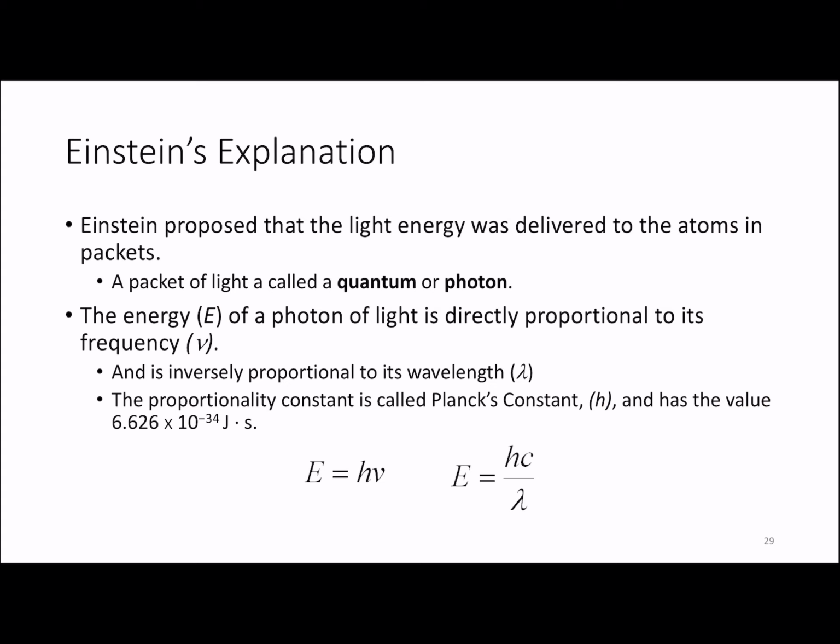So Einstein then proposed that light energy was delivered to the atoms in little packets or bundles of energy that we call photons or quanta. So the energy of a photon of light is directly proportional to its frequency, nu, and inversely proportional to its wavelength, lambda. And this proportionality constant is called Planck's constant, and here's the value of Planck's constant. So we can relate energy and frequency, or energy and wavelength, using these equations. So energy is equal to Planck's constant times frequency, or energy is equal to Planck's constant times the speed of light divided by wavelength.